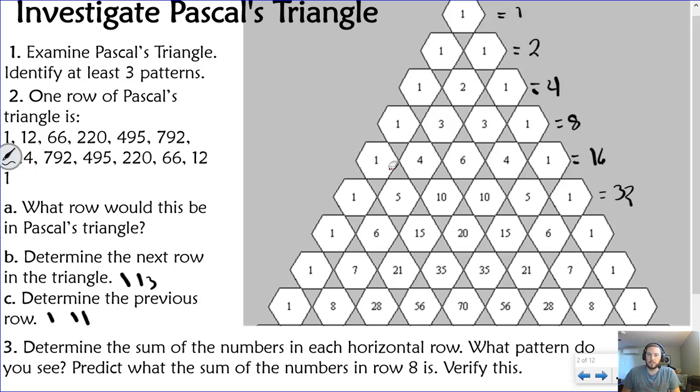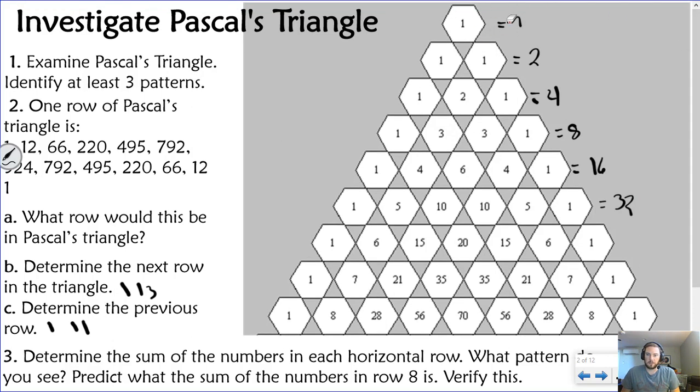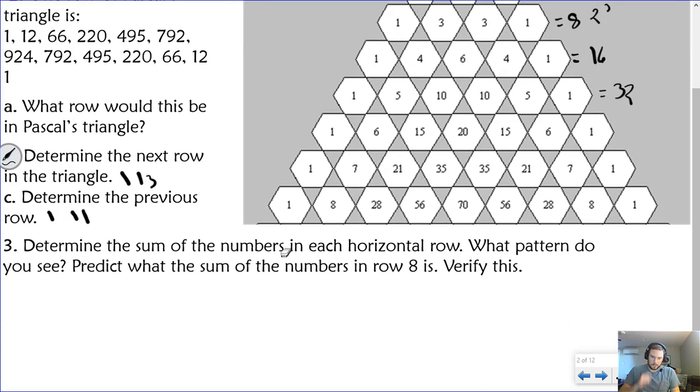What pattern do you see? So what do we notice here? Well, each time we go down a row, the sum of the numbers gets doubled, or more specifically, each row is a power of 2. The sum of the numbers in the row is a power of 2. So the 0th row adds up to give us 2 to the 0. The first row adds up to give us 2 to the 1. The second row adds up to give us 2 to the 2, and then 2 to the 3, and 2 to the 4, 5, 6, 7, and so on. So if that's the case, what would the sum of the numbers in the 8th row be? Well, it'd be 2 to the 8.